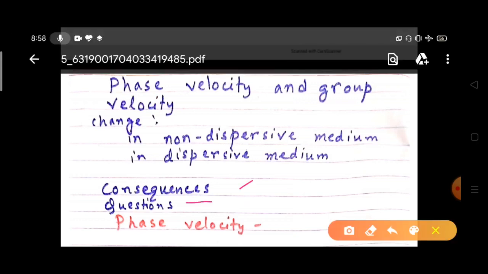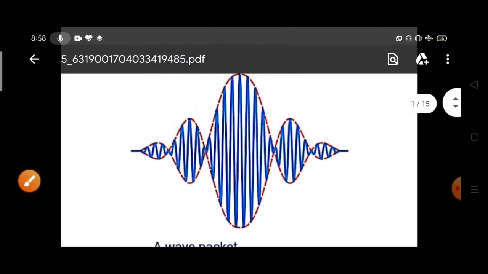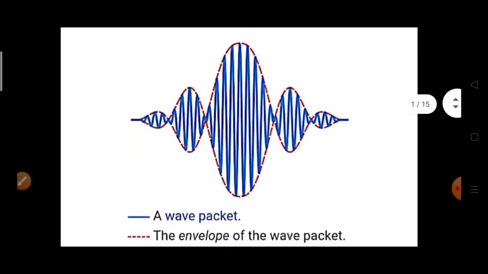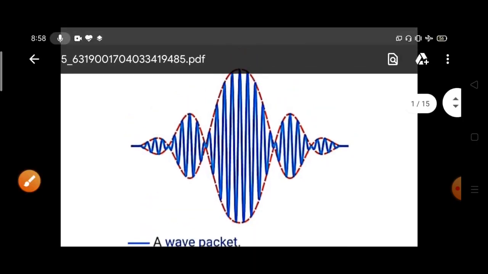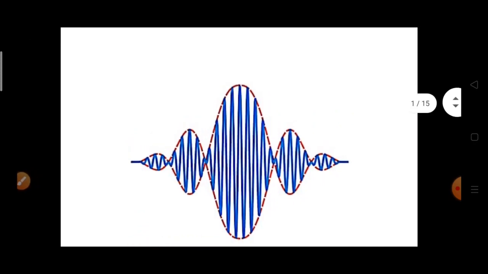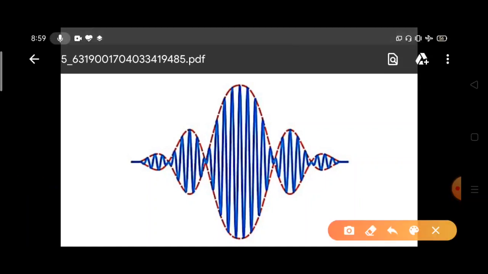So let's start, friends. Before starting, I want to show you a diagram of a wave packet. Why does it look like this? In the case of a wave packet, there is not one wave, rather it is the superposition of an infinite number of waves differing only slightly in frequency or wavelength. That's why wave packets take this shape.